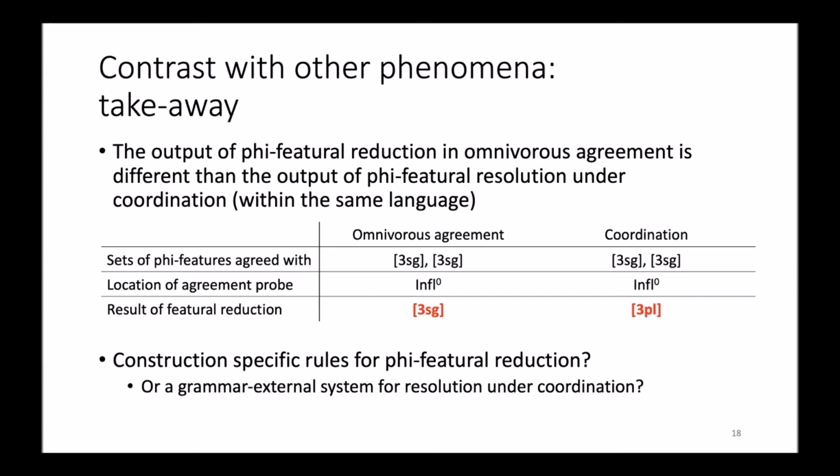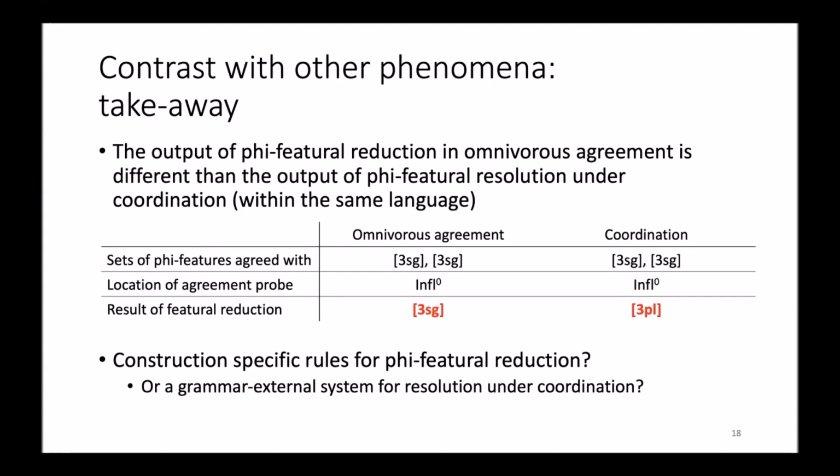So what we have seen is that the output of phi-feature reduction in omnivorous agreement is different from the output of phi-feature resolution under coordination within the same language, here the language being Kichean. So even though we looked at the two sets of third singular phi-features, and I argued for the location of the agreement probe being the same in both of these scenarios, we really see that the output was different. It was third singular in omnivorous agreement, but third plural in coordination. And what we could do with this data is propose construction-specific rules for a phi-feature reduction that is different between omnivorous agreement and resolution.